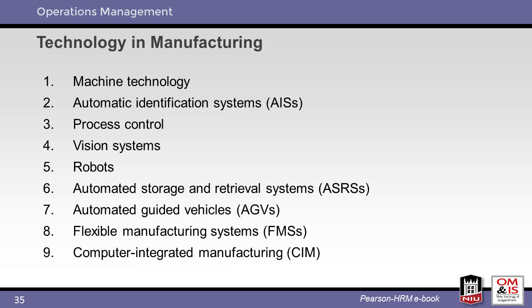We now consider the application of technology to manufacturing. Different levels of automation are available to enhance operations. Possibilities range from standard machine technologies and process controls to more advanced automated systems. Each has its own strengths and weaknesses and must be applied appropriately.